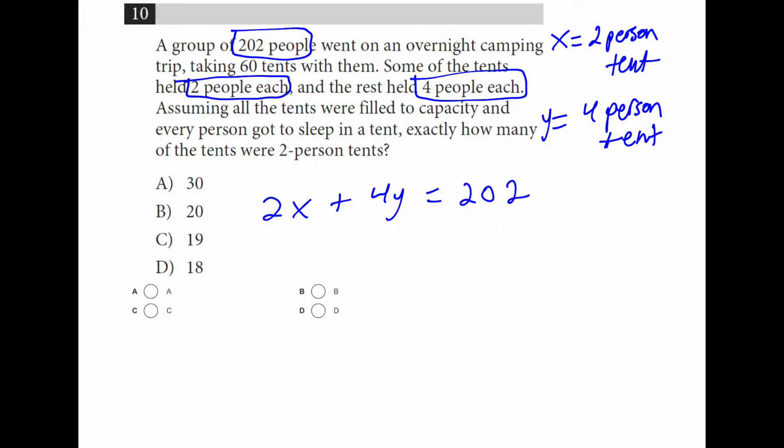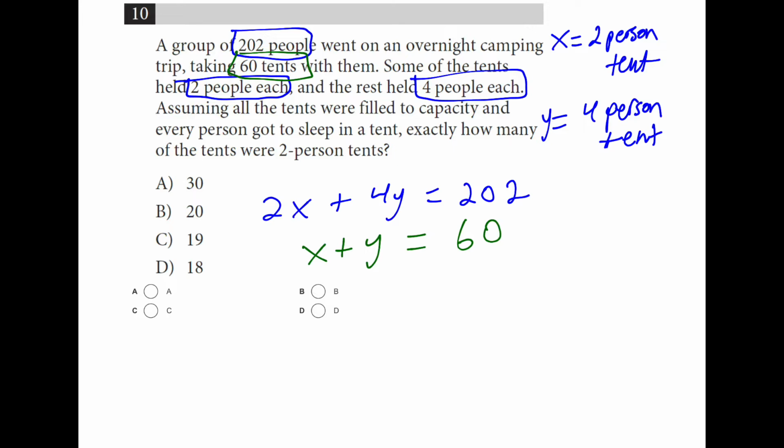Then my other equation is just how many total tents are there. And the only thing I'm given is 60. So I can just say that x plus y is equal to 60. This equation is strictly the number of tents. So it doesn't matter how many people go in them, we can just say x and y because we're counting tents instead. People equation, tent equation.